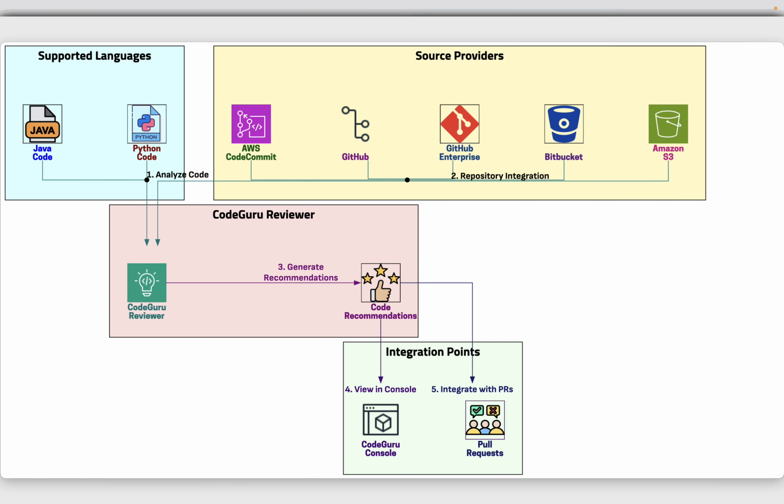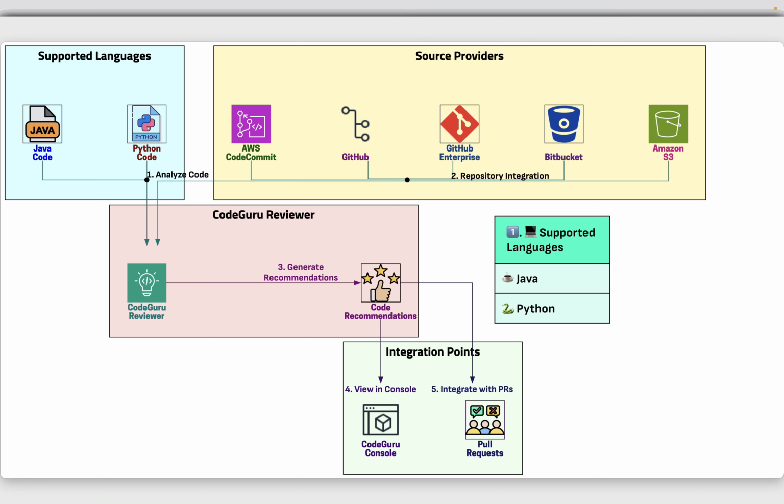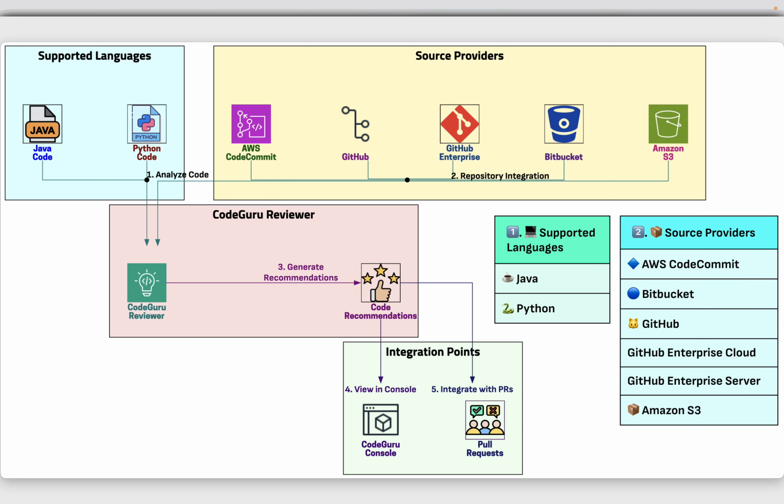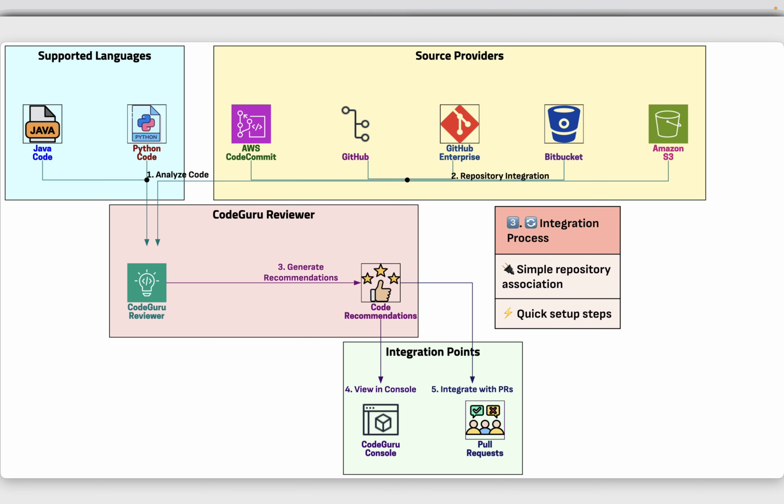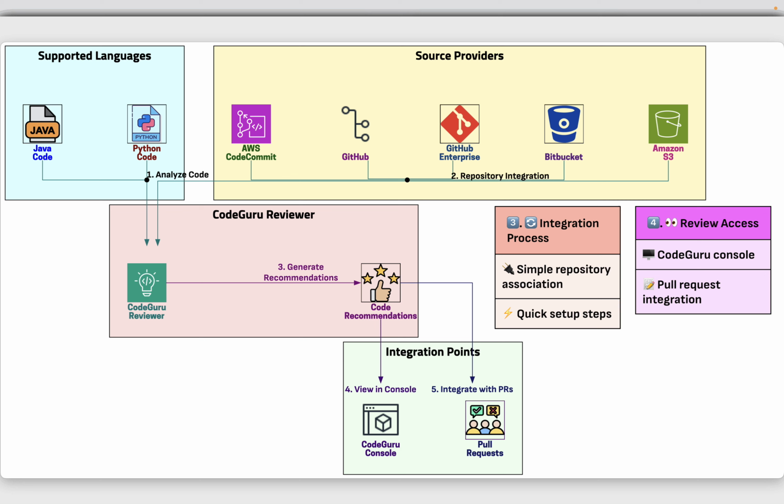What languages and repositories can I use with CodeGuru Reviewer? So first, there are only two currently supported: Java and Python code repositories. It is compatible with source providers such as AWS CodeCommit, Bitbucket, GitHub, GitHub Enterprise Cloud, GitHub Enterprise Server and Amazon S3, and that is only through GitHub Actions. Integrating CodeGuru Reviewer involves a simple repository association with just a few steps. Recommendations can be accessed in the CodeGuru Reviewer console and directly within pull requests. So GitHub pull requests or the regular pull requests in your code repository.